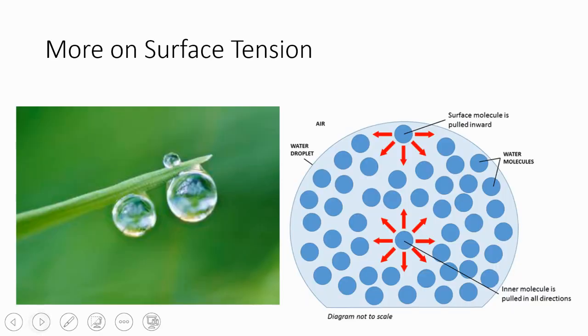In addition to that, surface tension explains why water forms droplets. Again, all of the water molecules on the exterior are pulled inwards towards the middle, and that naturally on its own gives us a spherical shape.